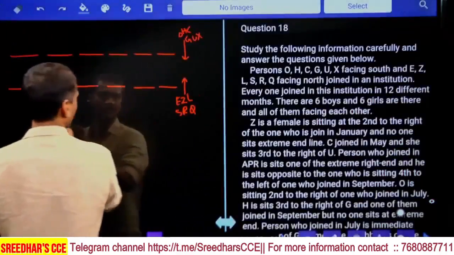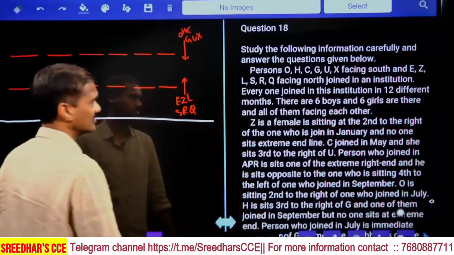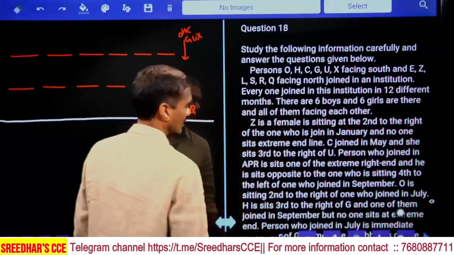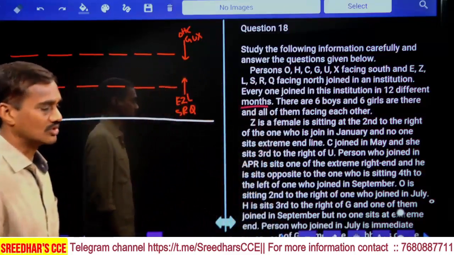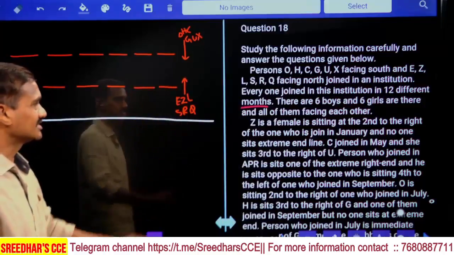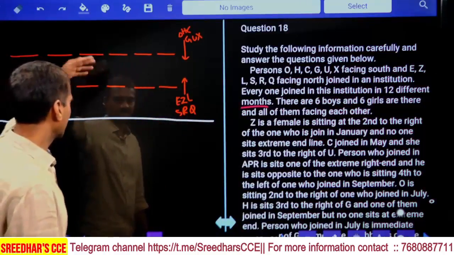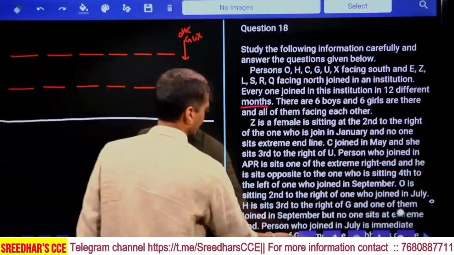Now altogether how many persons we have? 12 persons. And each of these persons joined in an institute in 12 different months. 12 different months in a year. That means January, February, March, and so on. And there are 6 boys and 6 girls, and all of them are facing each other. And each person is facing another person in the other row. Now this is basic information given.